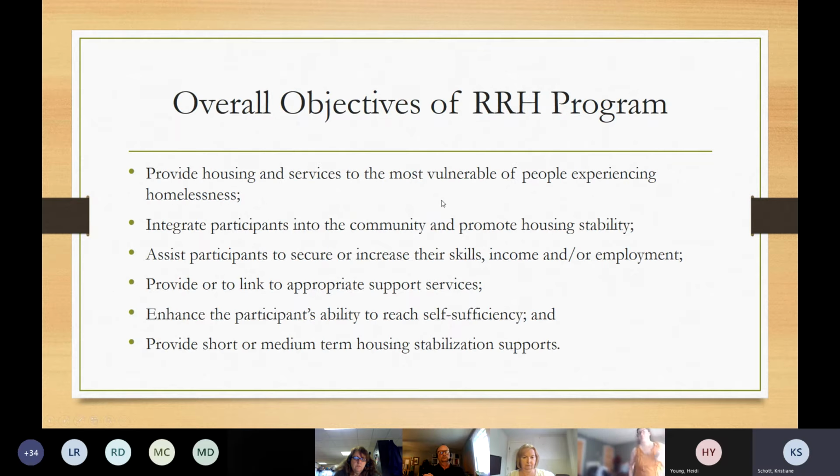I'm going to talk about the overall objectives of the Rapid Rehousing Program. The Rapid Rehousing Program provides housing and services to the most vulnerable people experiencing homelessness.